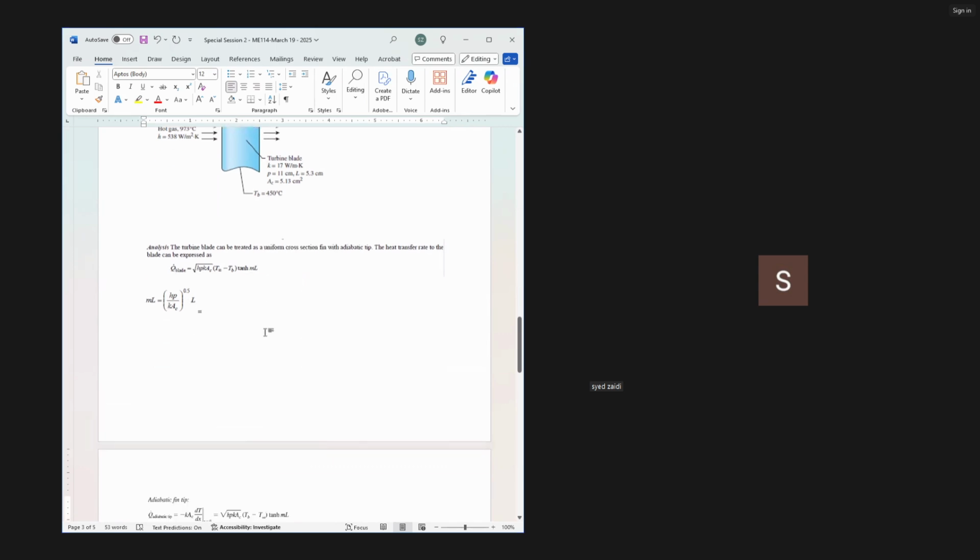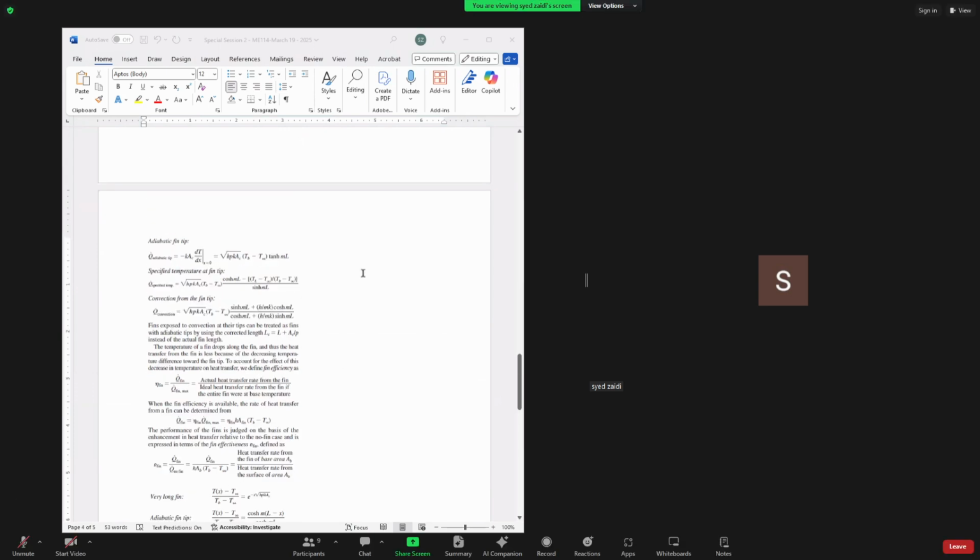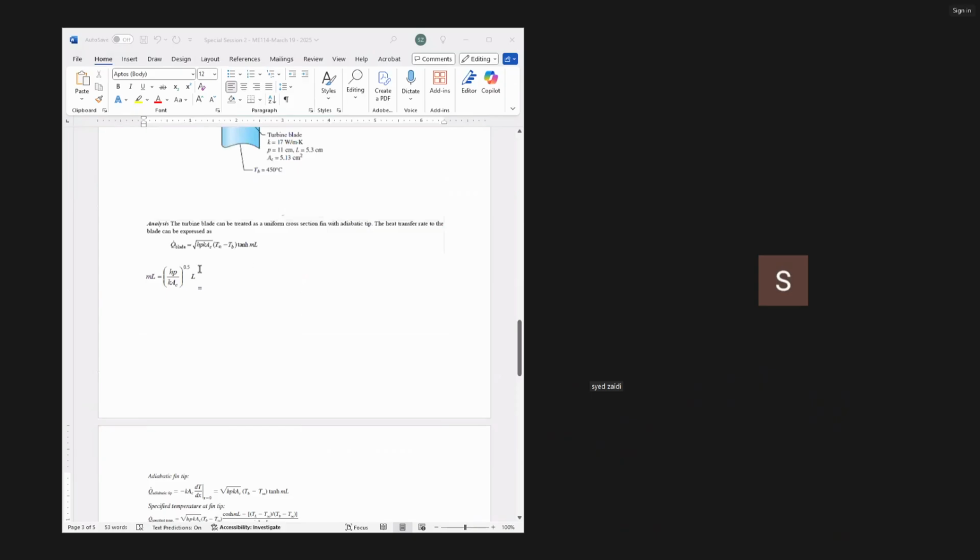So why don't you put the values and tell me what is the answer for ML? Because we calculate ML because ML is given in each case, you know, tanh(ML), so we are calculating ML. You can calculate M separately and multiply it with L. So why don't we do that now?